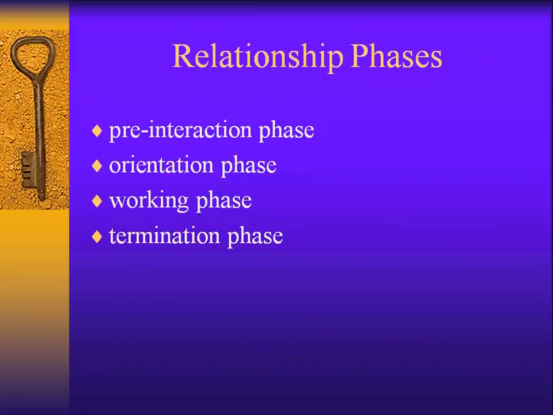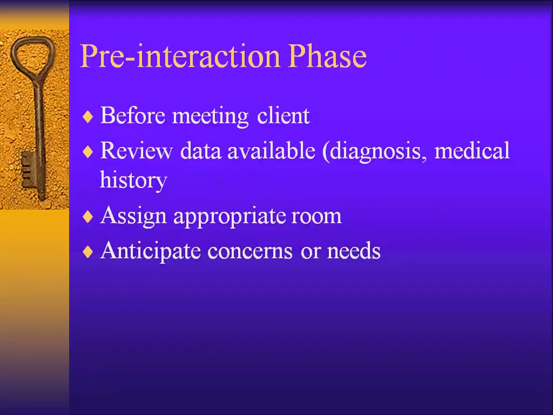Next, I want to talk about the different relationship phases that occur between the patient and the nurse. First, we have the pre-interaction phase. Secondly, the orientation phase. Third is a working phase. And then lastly, the termination phase. We'll start with the pre-interaction phase. This is before you actually go in to meet the patient. Usually you know a little bit about the patient and we can review the data available. What's the diagnosis? We may know about their age, that kind of thing.